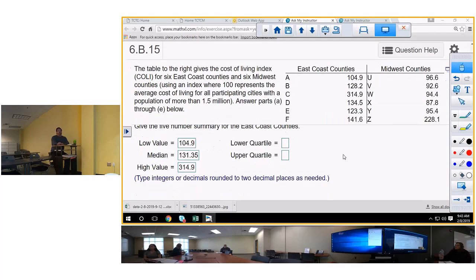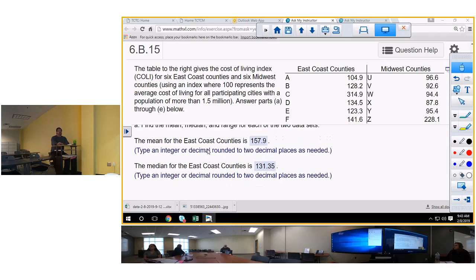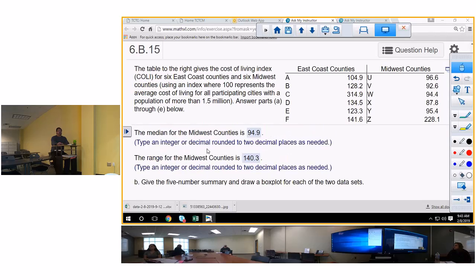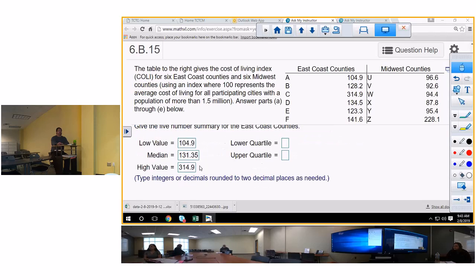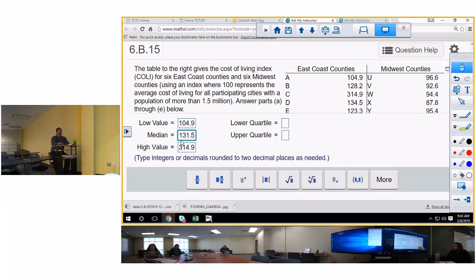And it does the lower quartiles. Y'all check my numbers. Let's see, which one is this one? This is the East Coast. Okay, somebody give me the numbers for the East Coast. What's the low value? 104.5. What's the median? 131.5. What's the high value? 314.9.